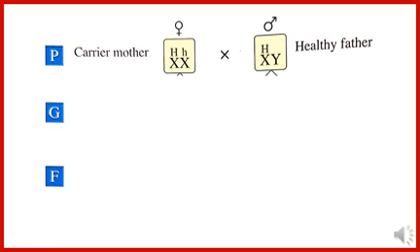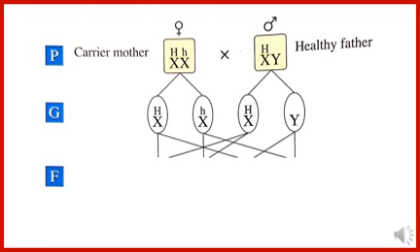If we have here a carrier mother, XX, that carries the dominant gene H capital and the recessive gene H small that is responsible for hemophilia, crossed with a healthy father, XY, that carries the dominant gene on the X chromosome, we will find that the female, or the mother, will have two different kinds of gametes, X that carries H capital and X that carries H small. And the father will have two different kinds of gametes, X with H capital and Y gamete.